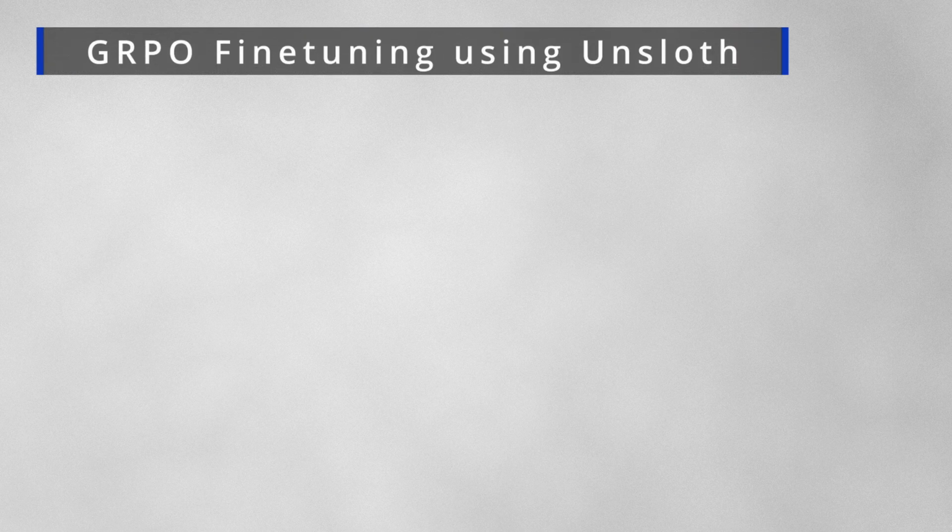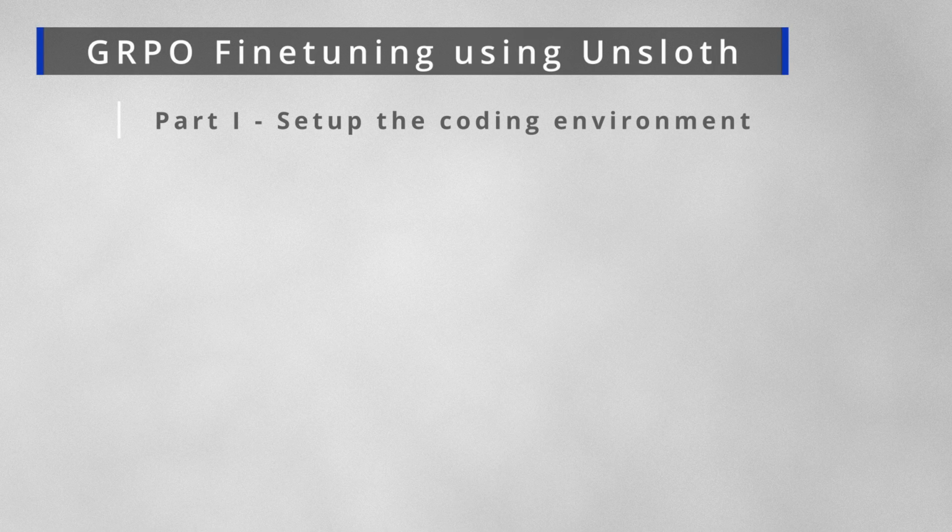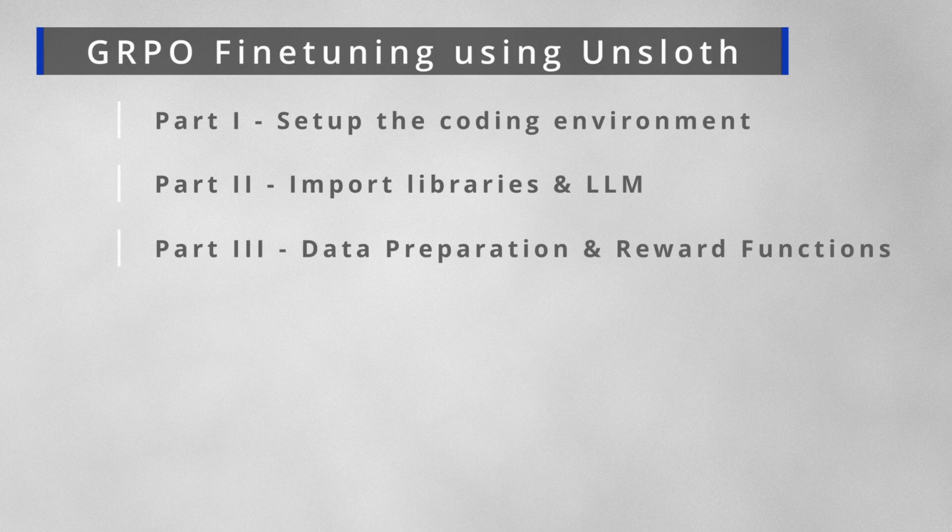We're going to be splitting today's video into 7 steps or 7 parts. We're going to be starting with setting up the coding environment and installing the necessary requirements for our project, and then we're going to be moving towards importing the necessary libraries and downloading the large language model of choice. Then we're going to be jumping to the data preparation and building the reward functions for the RLHF fine-tuning.